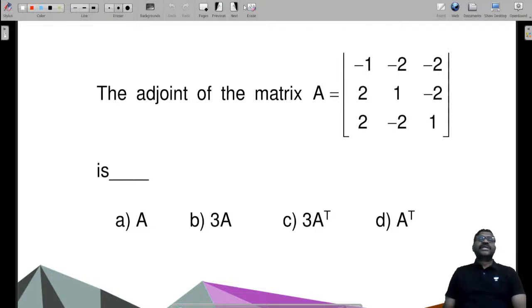Next one. The adjoint of the matrix is... Sir, to calculate the adjoint of a matrix in the case of 3 cross 3, I have explained one technique. Now I am explaining the technique. Observe.